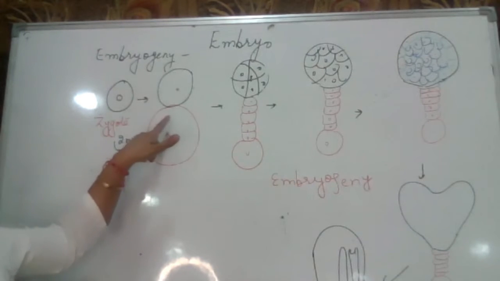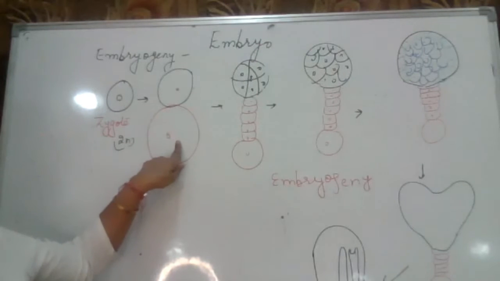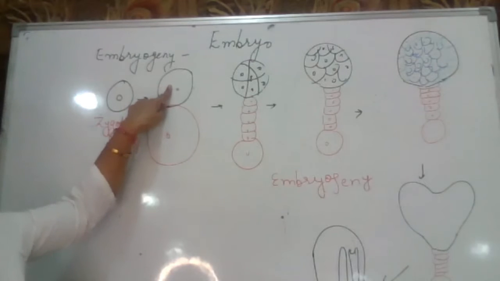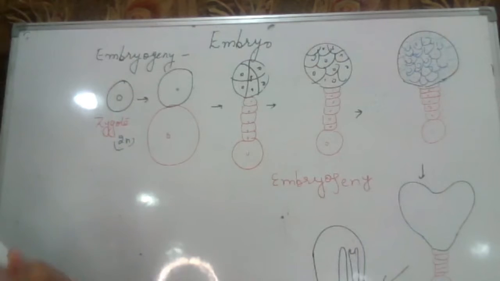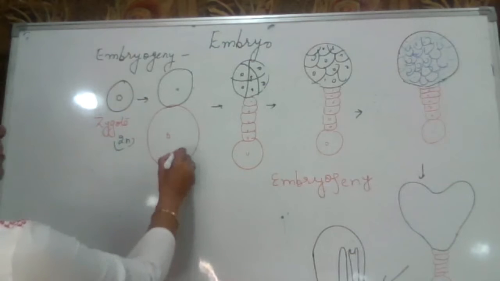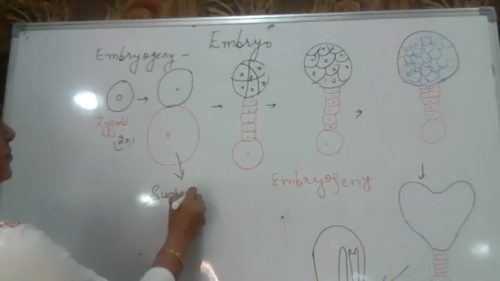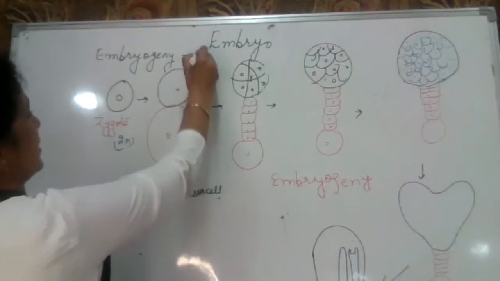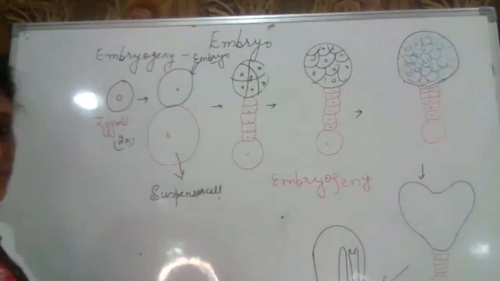Now this will divide by mitosis division, and this is an unequal division. The upper one is smaller and the lower one is bigger. You can draw vice versa also, there is no issue about it. This bigger one is known as the suspensor cell, and the upper one is going to form the embryo.